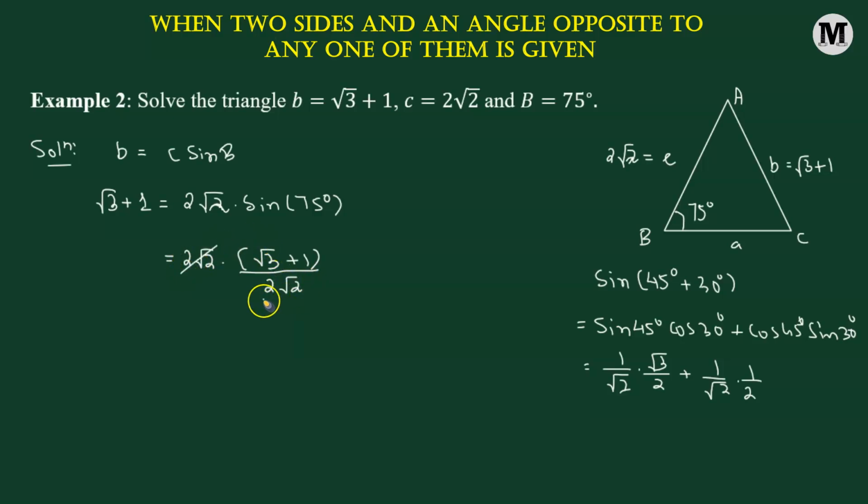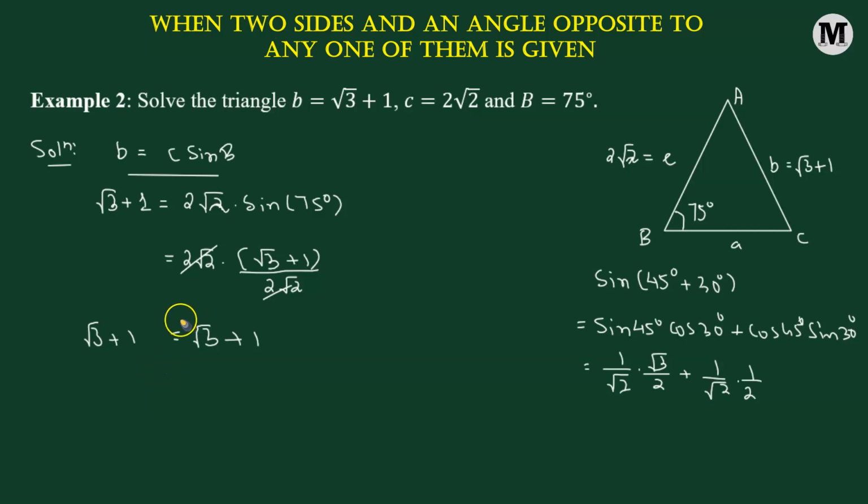Clearly, 2 times square root of 2 gets factored out from the numerator and the denominator, leaving us with square root of 3 plus 1. So we have square root of 3 plus 1 equals square root of 3 plus 1. Indeed, we can say that b is equal to c times sine of angle B. Now if b equals c times sine of angle B, does any solution exist for this triangle? Yes, definitely a unique solution is going to exist, and also it's going to be a right angle triangle.